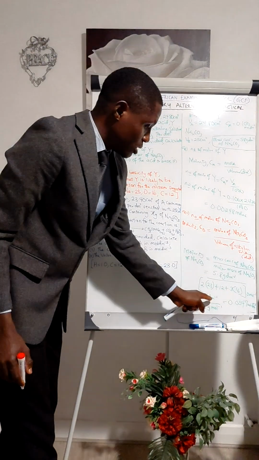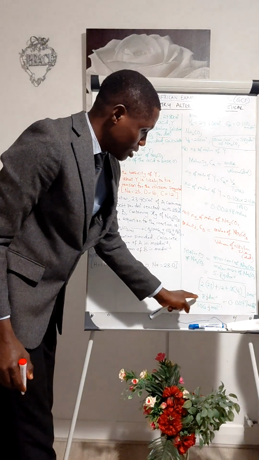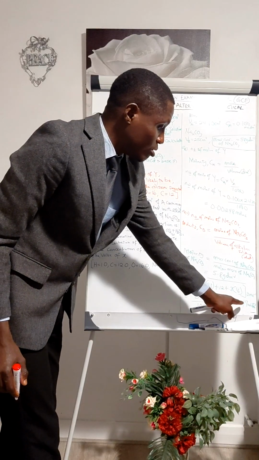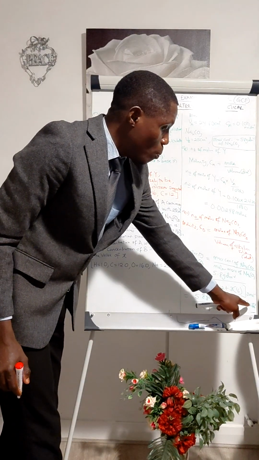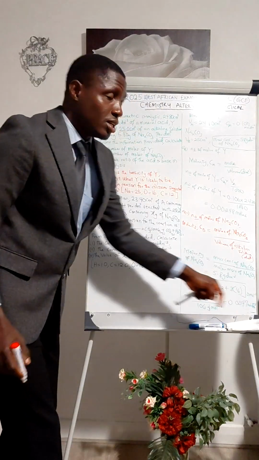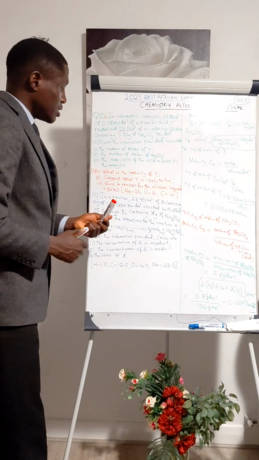So if you cannot express it in such a way, just write 5.8 divided by 106 and then you write 0.547 mole per dm cube. This is very, very important. The unit here is very important. Mole per dm cube. So that's that about that one.